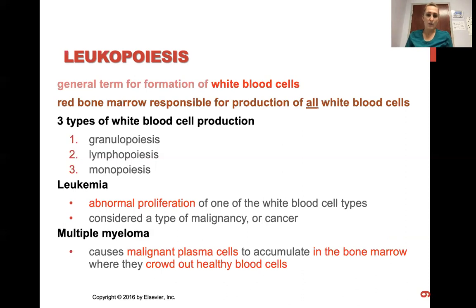Also, multiple myeloma. That's caused by malignant plasma cells that accumulate in the bone marrow. So no good plasma cells, we'll talk about those at the end of this lecture. They start accumulating in the bone marrow, and then they crowd out healthy blood cells. So the things that are being spit out of the bone marrow are unhealthy or defective, essentially. I wanted to note here that myelo is the prefix for bone marrow or spinal cord. So multiple myeloma this time is having to do with the bone marrow.